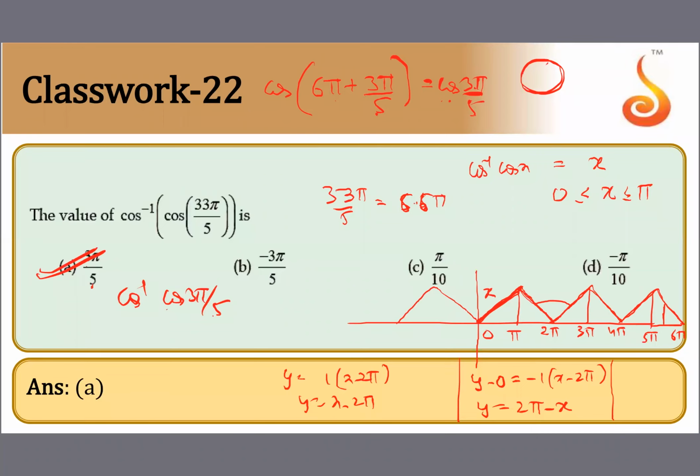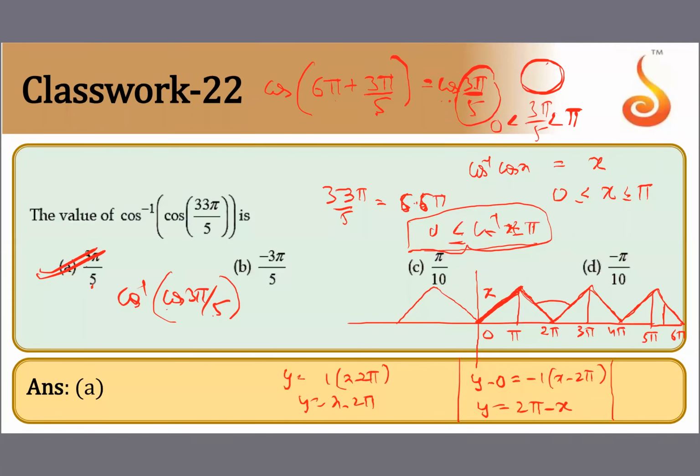7 pi by 5 also, but it is going beyond pi now. You have to be in 0 to pi only, the principal angle. 3 pi by 5 lies between 0 to pi. You have to bring it into the principal angle. Cos inverse x lies between 0 to pi. Why do we take negative? Cos inverse x is always positive, 0 to pi. Okay.